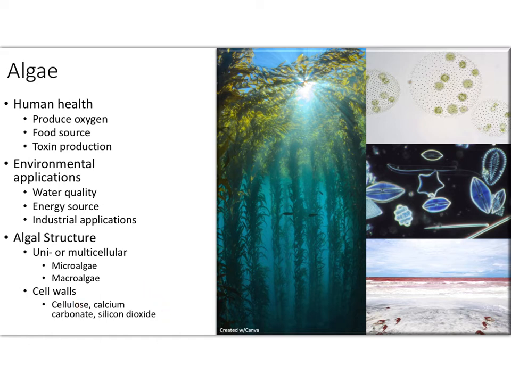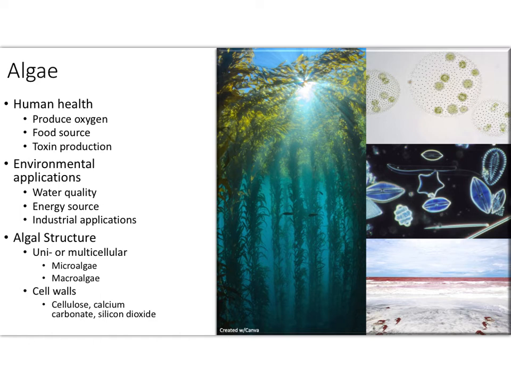Cellulose is one of the most common molecules that makes up the cell wall in algae. Cellulose is a bunch of individual glucose units strung together, so it's a polysaccharide, and it is the same type of molecule that makes up the cell wall in certain plants. Calcium carbonate is another type of molecule that can be found in the cell walls of certain algae. It's kind of a hardened substance.